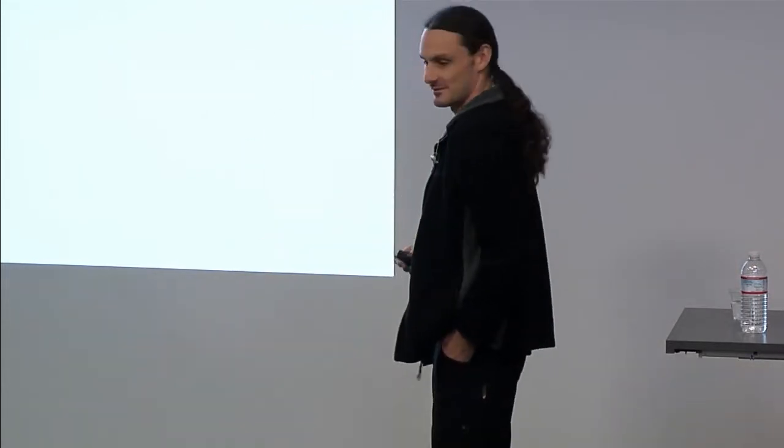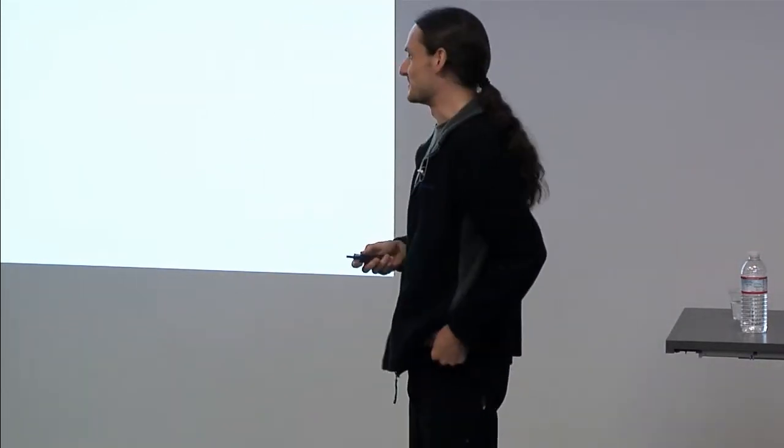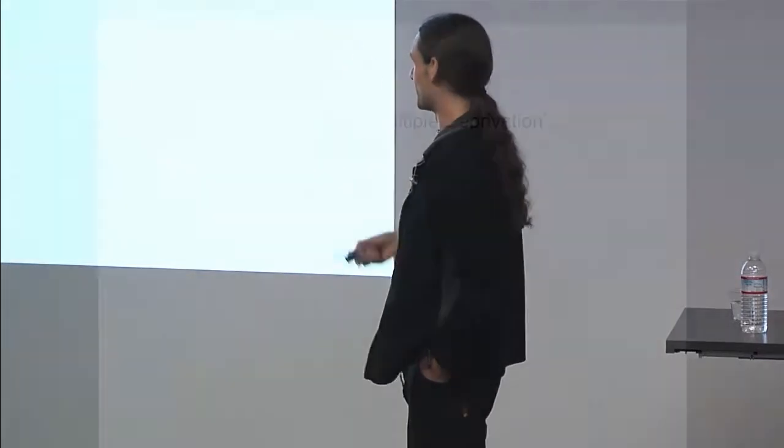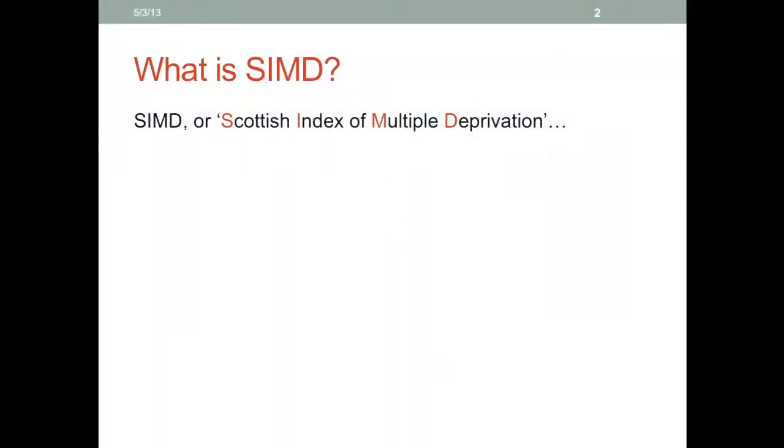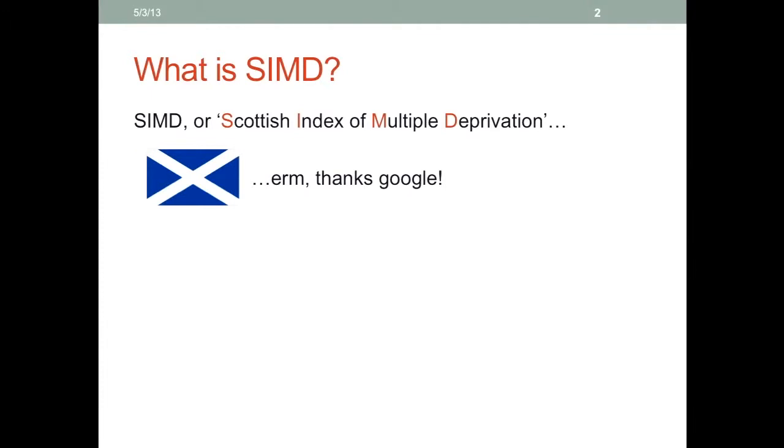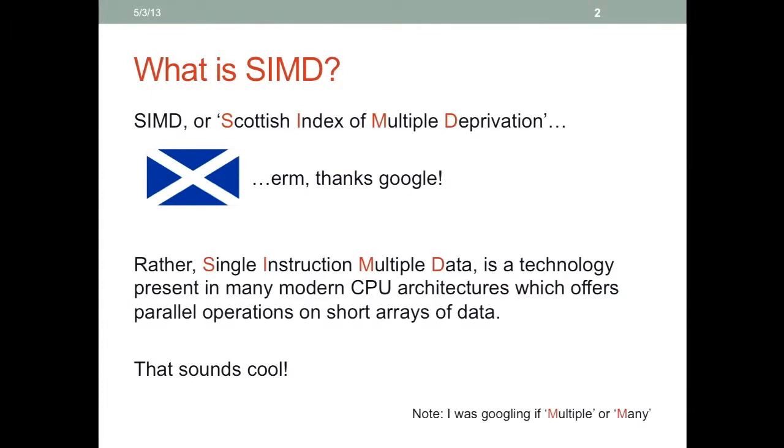So, for those that may not know, what is SIMD? Well, obviously, SIMD, or the Scottish Index of Multiple Deprivation, according to Google. Perhaps rather single instruction, multiple data. Yes, is a technology present in many modern CPU architectures, which offers parallel operations on short arrays of data.